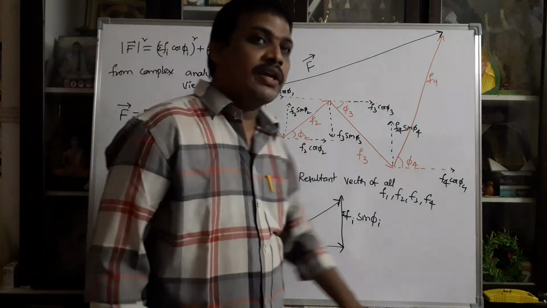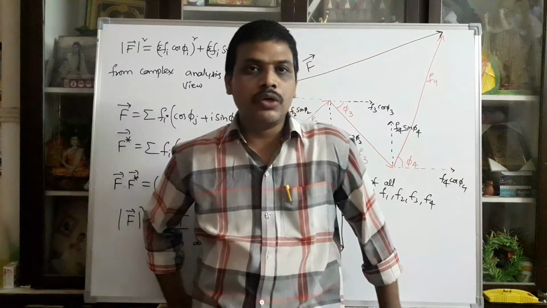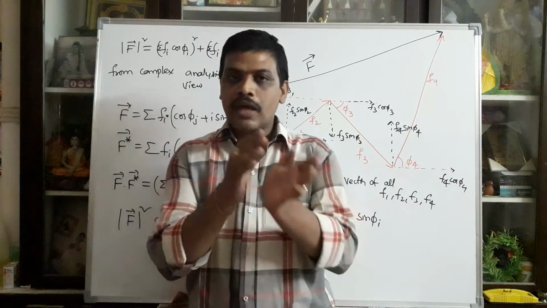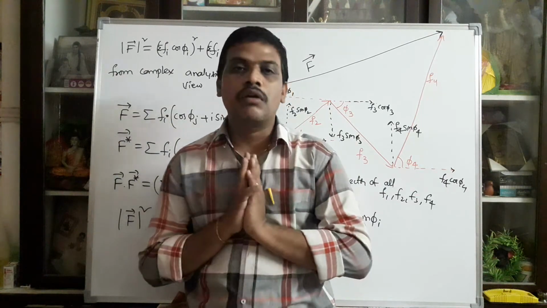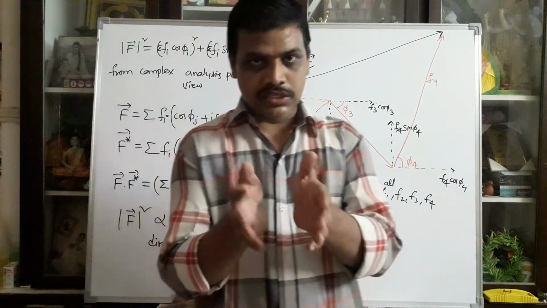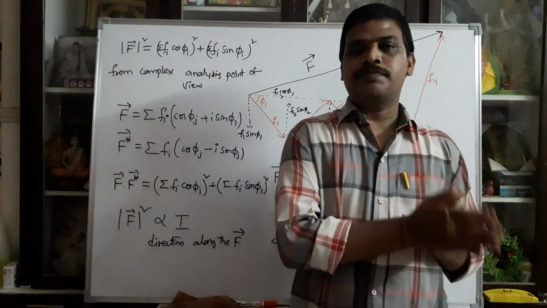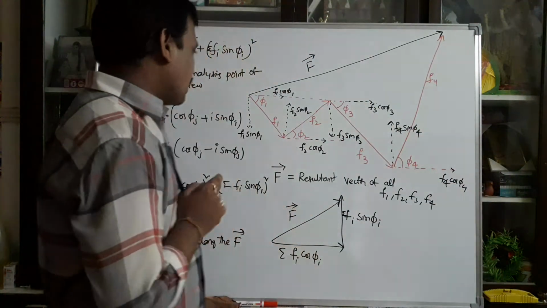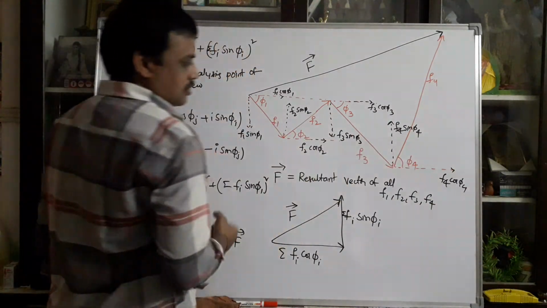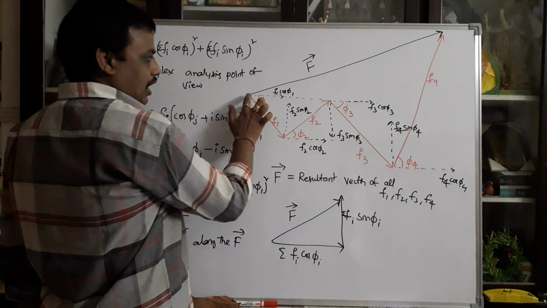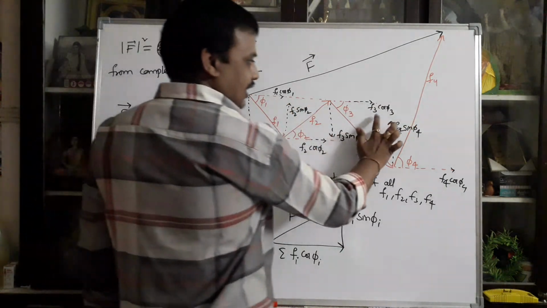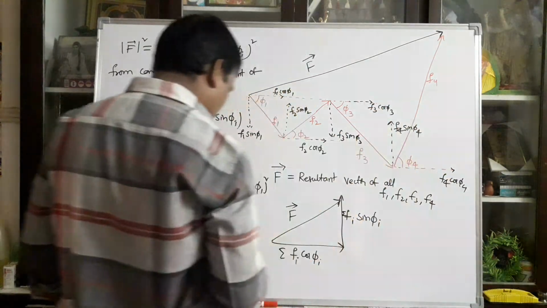According to the vector notation, every vector must be resolved into 2 components: one is the horizontal component, the other is the vertical component. The side where the angle exists is called the horizontal component. The horizontal component of a vector is always represented as a cos term, and the vertical component is always represented as a sin term. Here you observe F1, F2, F3, F4. All horizontal components are along the right side: F1 cos phi, F2 cos phi, F3 cos phi, F4 cos phi.